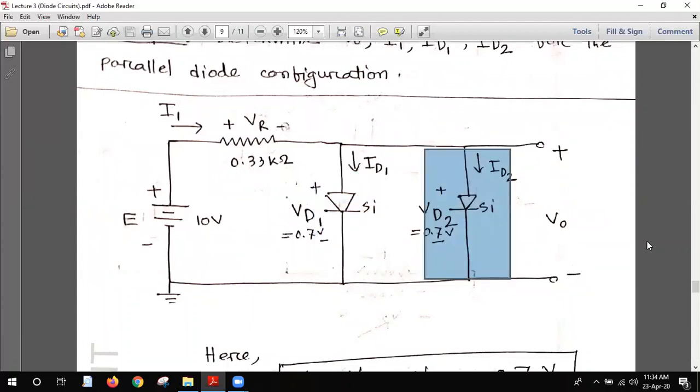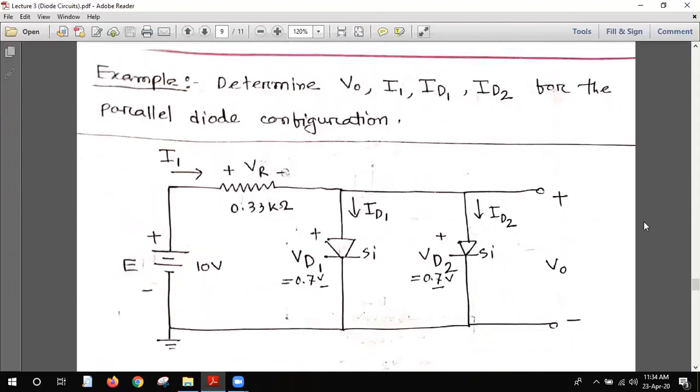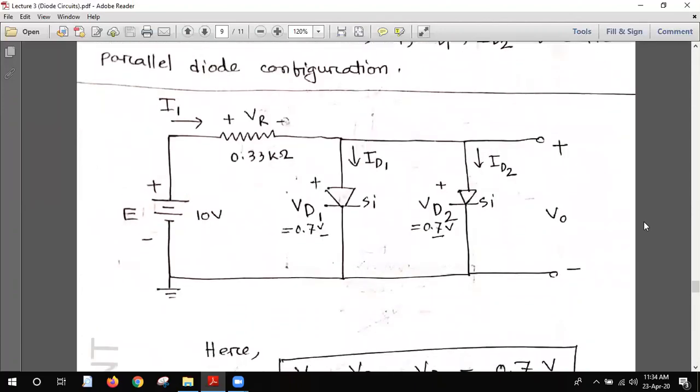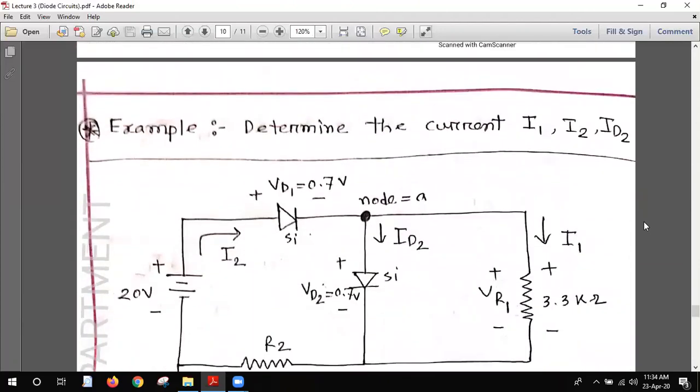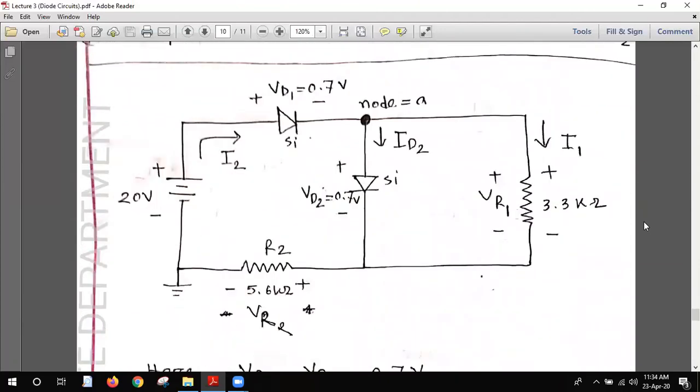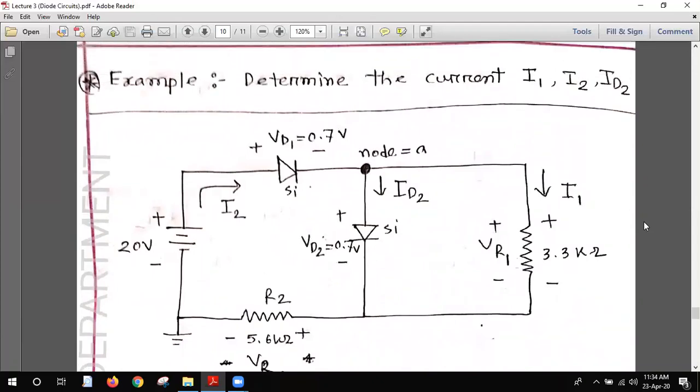So I hope you understand this example. It's a very easy one, but looks complex in structure. So this is the last one. Probably this is the last example we'll discuss today.